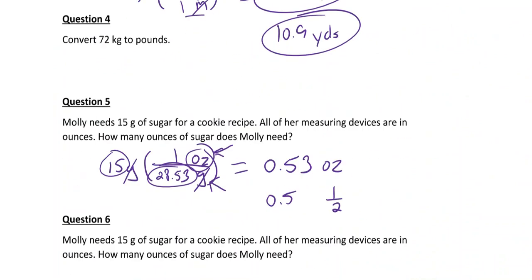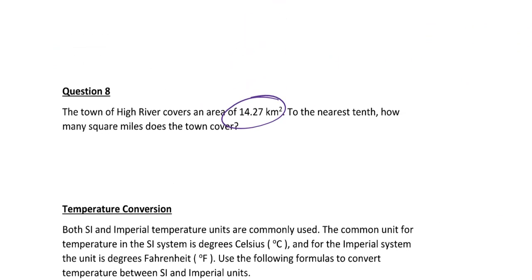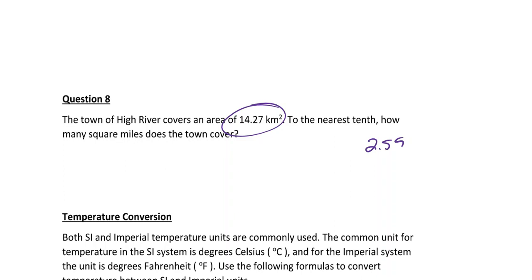So 2.59. I'm going to write that down, 2.59, so we don't forget. All right, so we're going to write down 14.27 kilometers squared. And we're going to do the same thing. We're going to put down our brackets. And am I going to put kilometers squared in the bottom or in the top? Bottom, good. And then miles squared in the top.